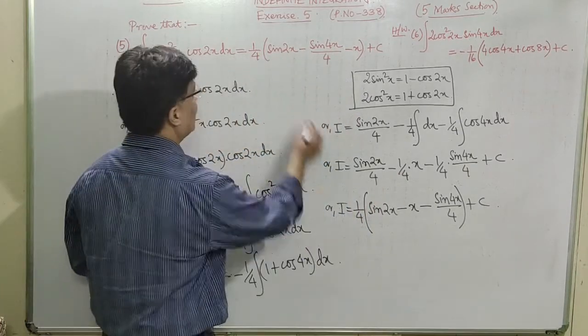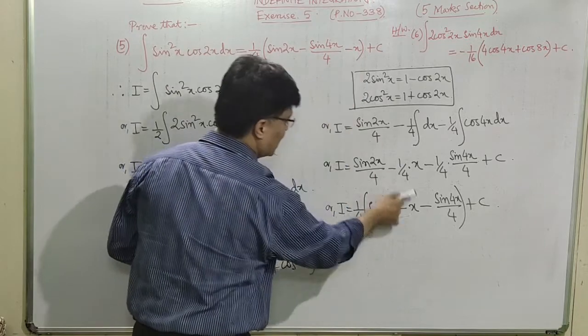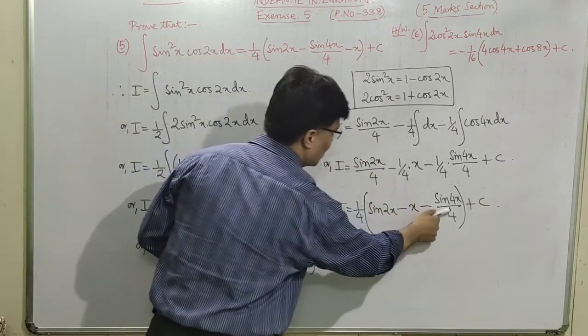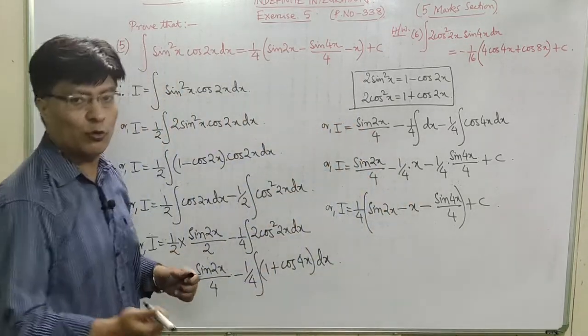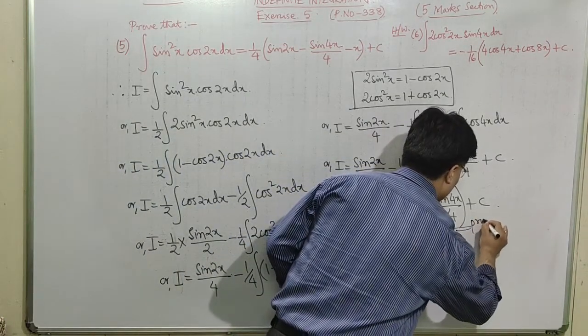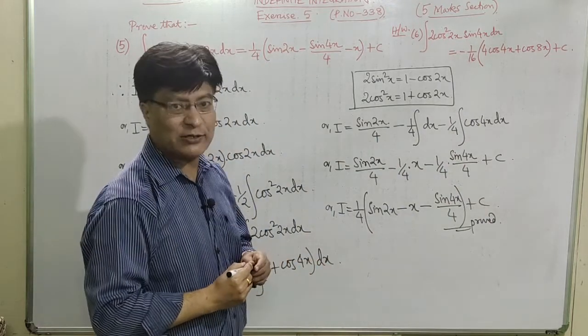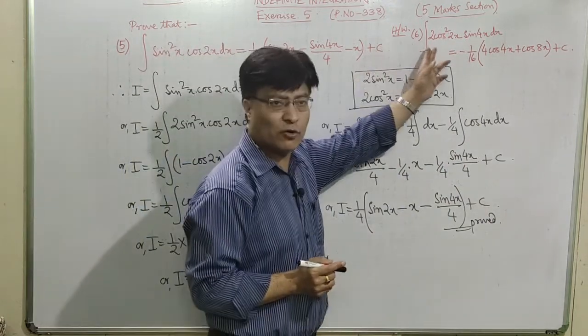Let us check it. 1/4 is taken common, sin 2x minus x minus sin 4x by 4 plus c. So it is proved. Similarly, you can do this number 6 at home. Okay, so this is your homework.